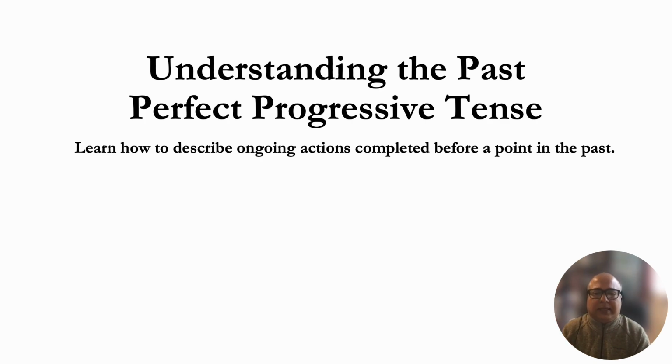This is the last lesson in the series of past tense lessons, all verb tenses in the past. Okay, so let's just recap. We studied the simple past tense. We also studied the past progressive tense. We studied the past perfect tense. And the last verb tense in the past is the past perfect progressive tense. Okay? Learn how to describe ongoing actions completed before a point in the past.